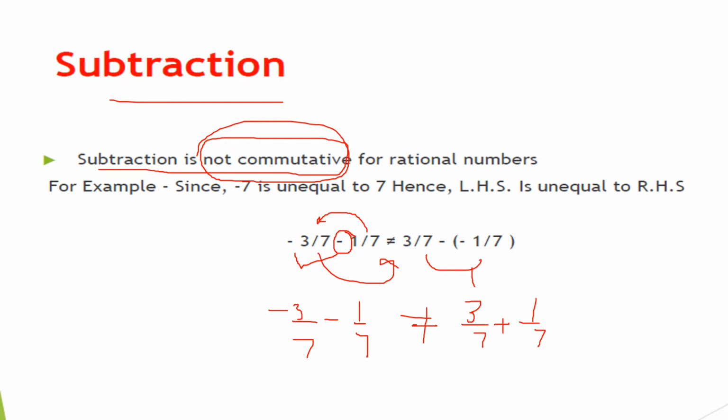Why? When you add this, what will happen? LCM is 7, minus 3 minus 1 is minus 4. It is not equal to 4 upon 7. One is positive, the other is negative. Hence subtraction is not commutative for rational numbers. You can't change the order in the case of subtraction.